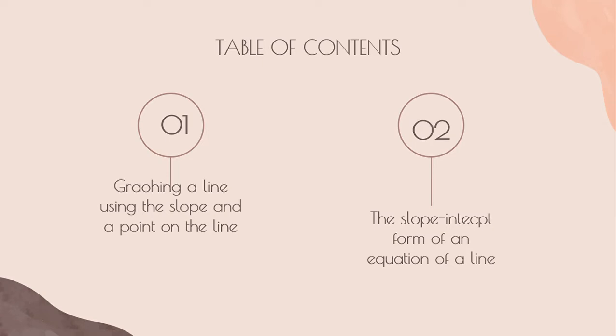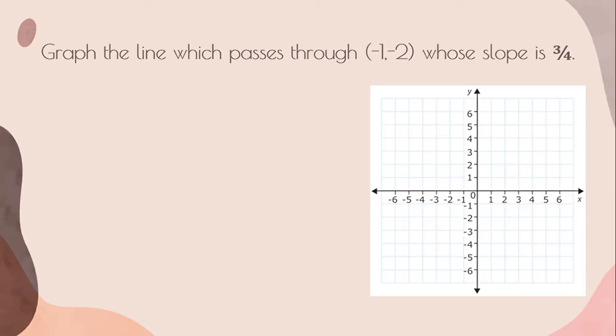So we are up to the last part of the slope of the line. We have graphing a line using the slope and the point of the line, and we're going to have the slope intercept form of an equation of a line. So first we have to deal with graphing a line using the slope and the point of a line.